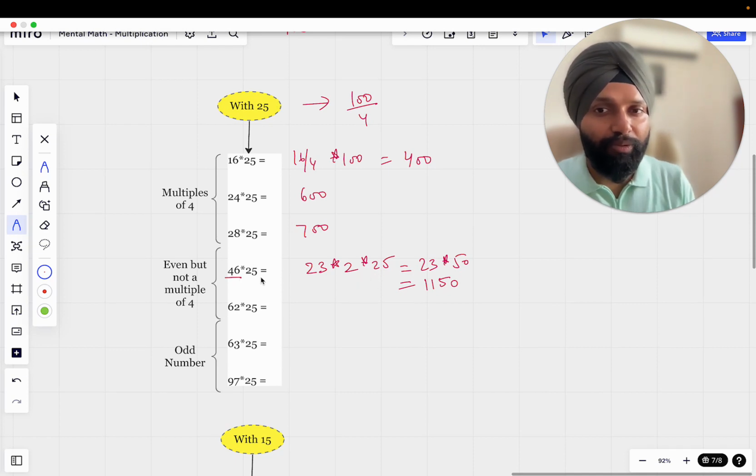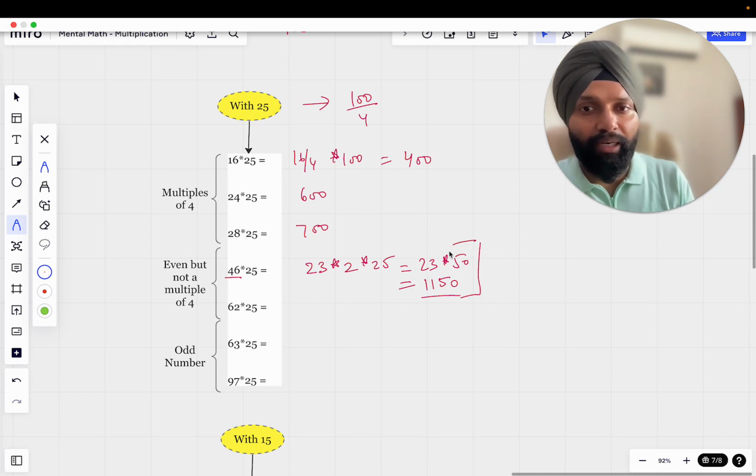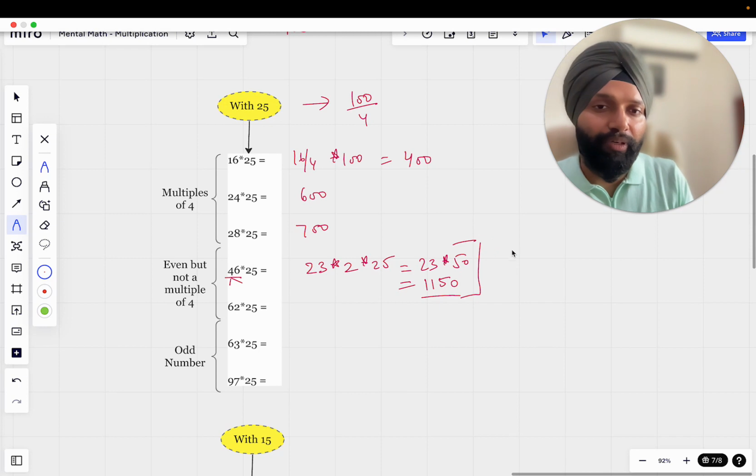Okay, so 46 into 25, you may be able to think, yeah, 23 into 50, 23 into 50 is just 1150. Okay, depends on how much you have practiced. So this is one way to do this. Another way is you can simply break it down into a multiple of whole and whatever is extra.